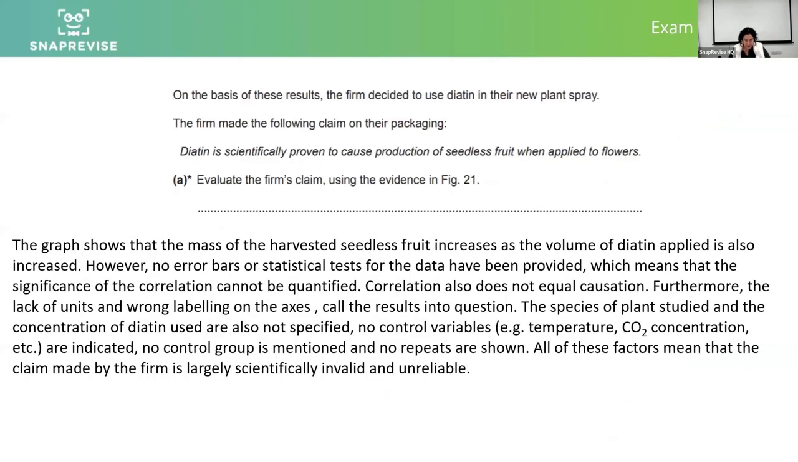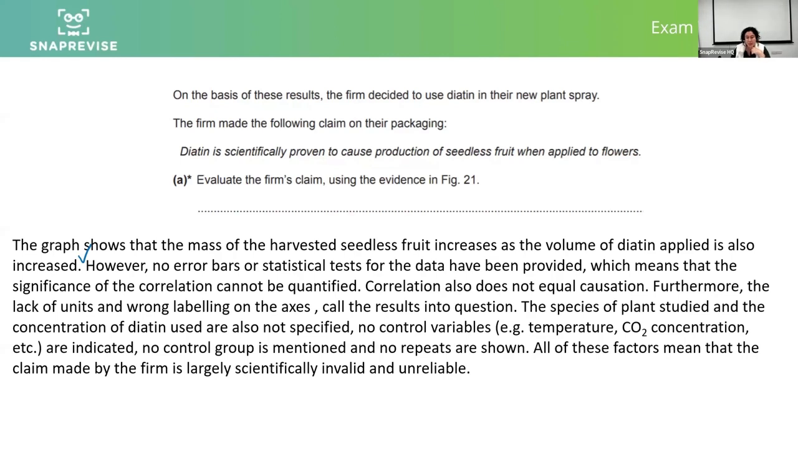So if we look at the answer, the graph shows that the mass of the harvested seed. So evaluate, right? Giving what evidence from the figure supports the statement, and what evidence from the figure contrasts or doesn't really support the statement. The graph shows that the mass of the harvested seedless fruits increases as the volume of dietin applied is also increased. Fine, so I'm seeing a relationship between the chemical sprayed and the amount of fruit. That's in support of the claim.